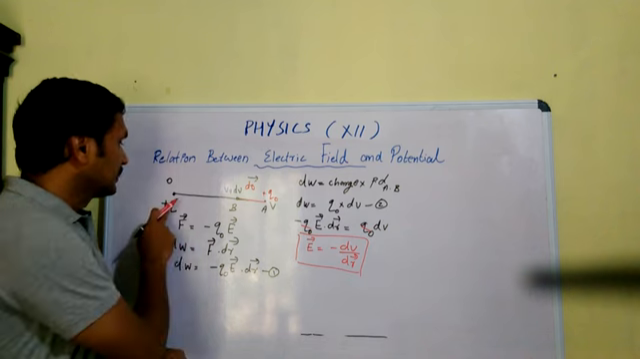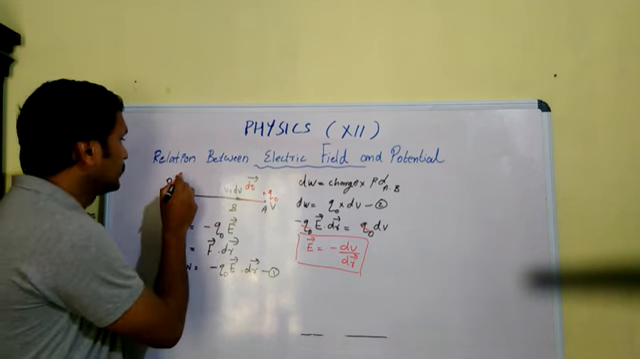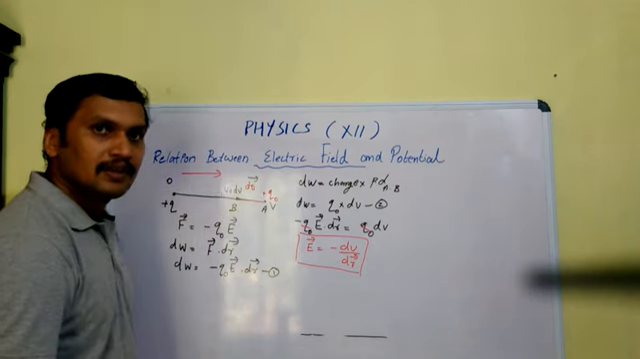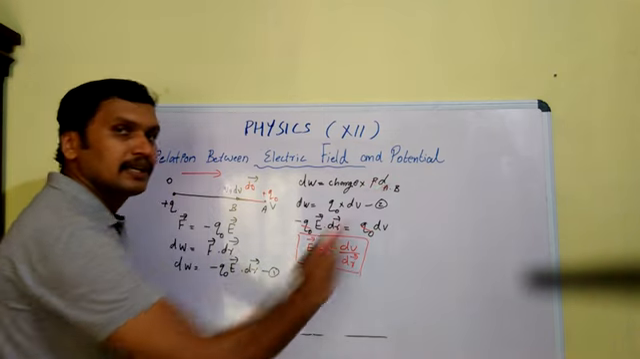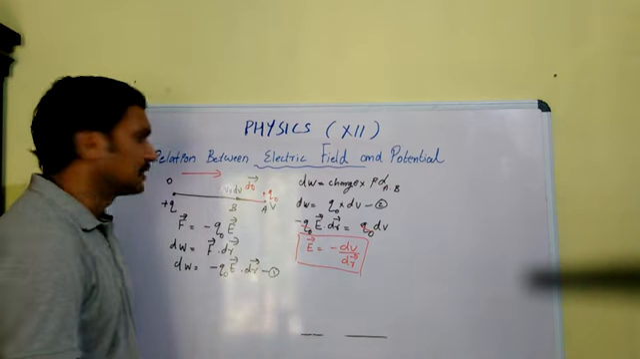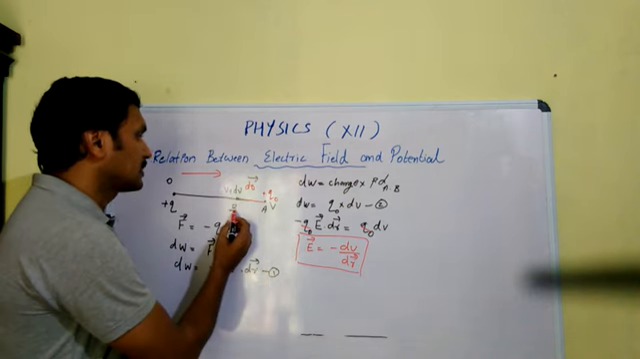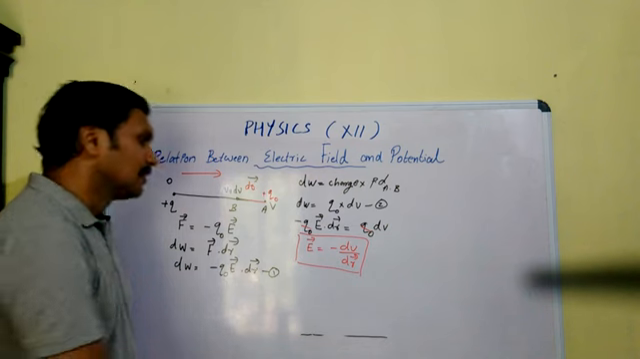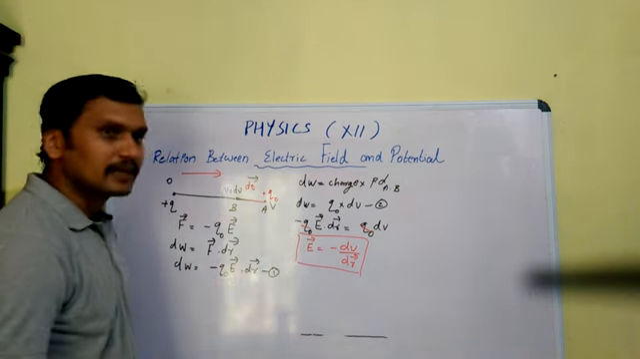That is, this is our positive charge, the source charge. Electric field due to this charge is in this direction, towards the right side. We know that potential decreases when you are moving in the direction of electric field. If you are comparing the points, this is the direction of electric field. Potential at B is greater than potential at A. That is, potential decreases in the direction of electric field.